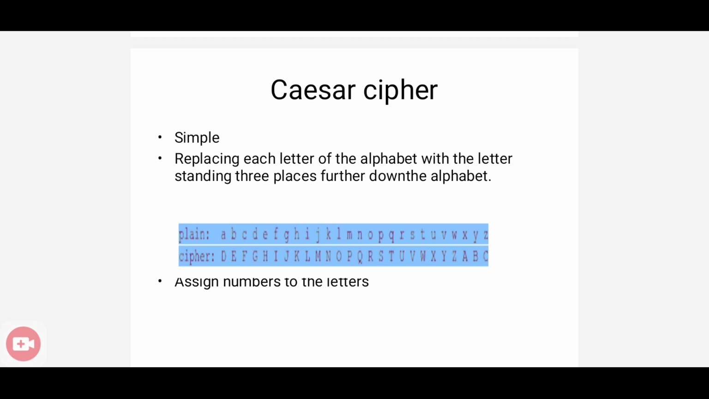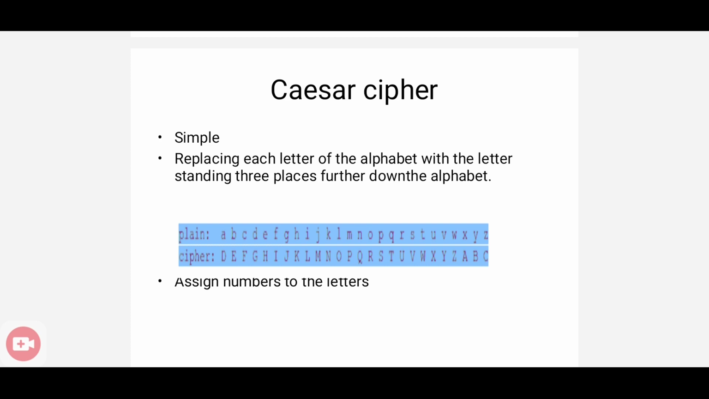So after A, B, C, D. D is the third element. So we can replace A by D. Then what about B? We can replace B by B, C, D, E. Third position is E. So we can replace B by E. That is the procedure behind the Caesar cipher.